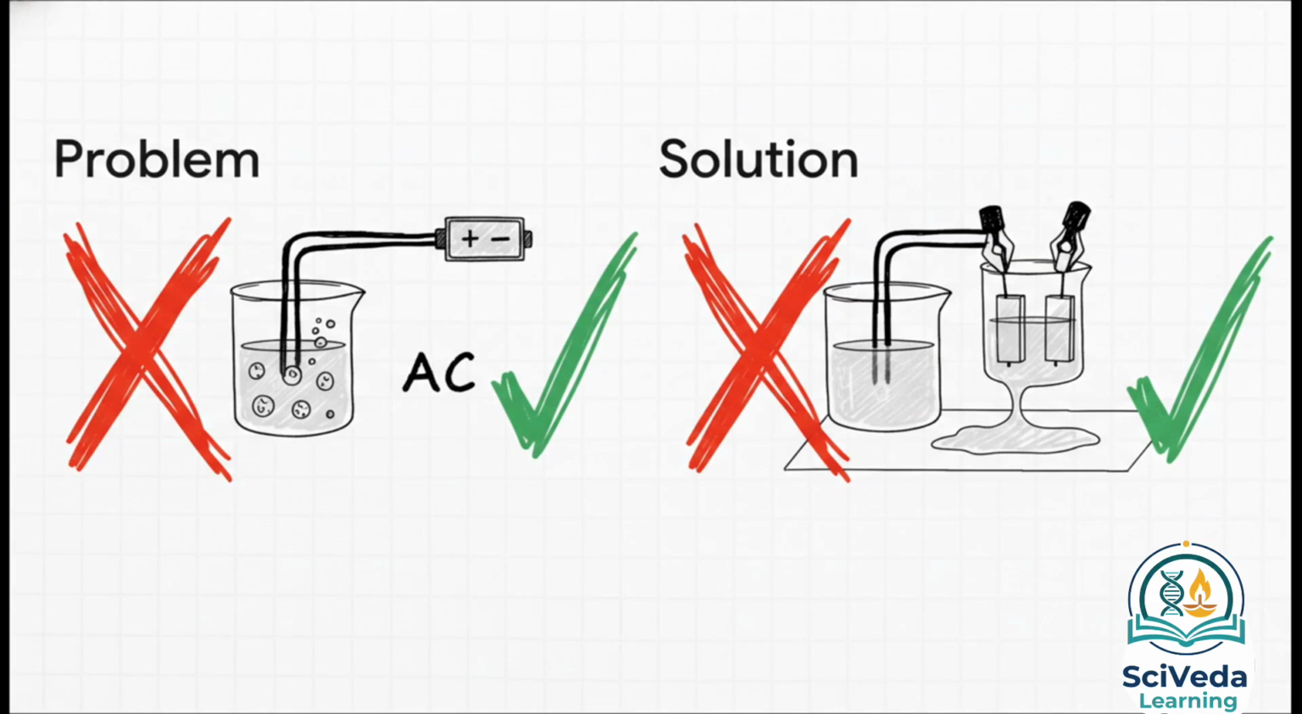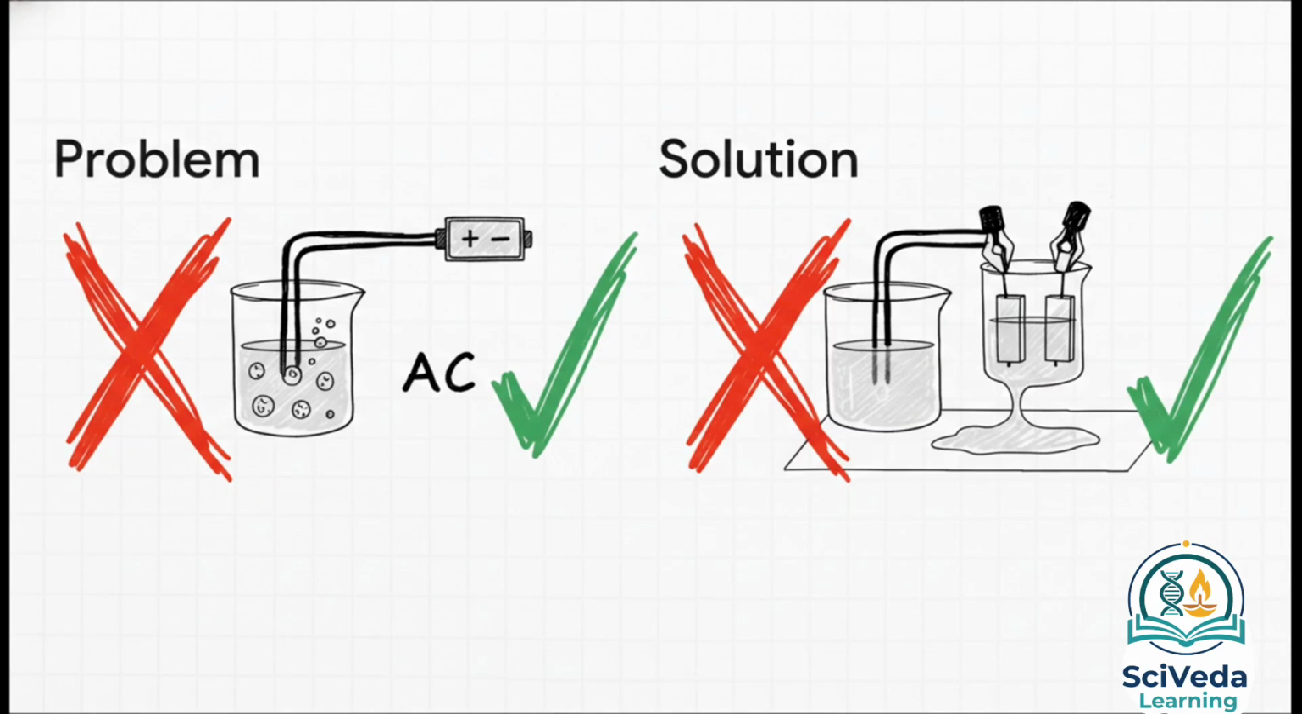Okay, problem number 1. If we try to use a direct current, a DC source like a regular battery, it actually starts a chemical reaction in the solution. That's electrolysis. And that means the solution is changing while we're trying to measure it. Not good. So the fix? We use an alternating current, or AC, which just flips back and forth really fast and prevents any of that chemical funny business.